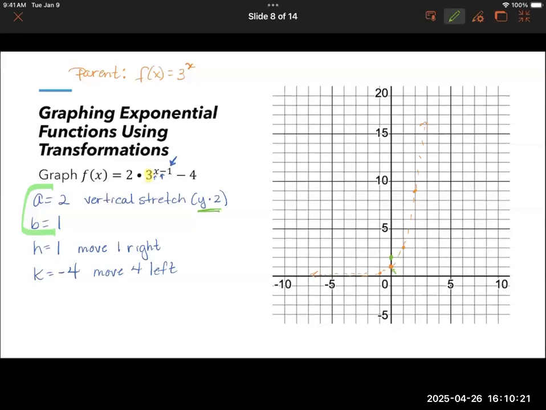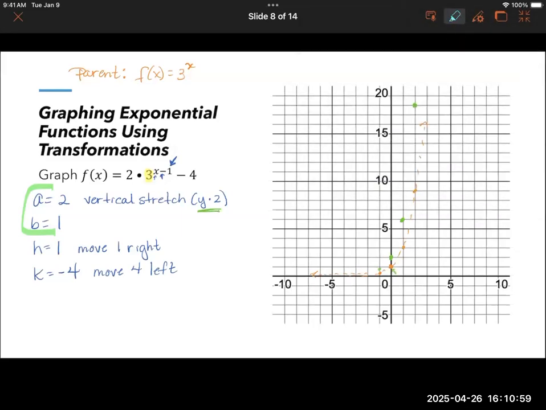Here I've got 1, 3. So multiplying by 2 is going to give me 1, 6. Then I have 2, 9. Multiplying the y coordinate by 2 will give me 2, 18, which is right there. And then if I go in the negative direction, -1 gave me 1/3. Multiplying by 2 is going to give me 2/3. Okay, so that's the effect of our A value of 2.